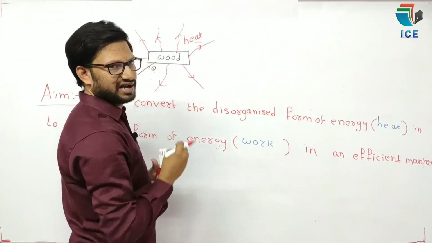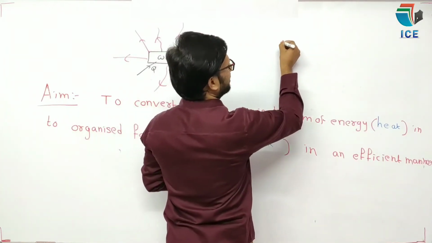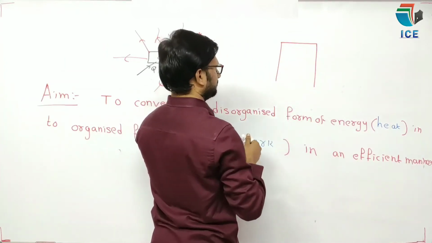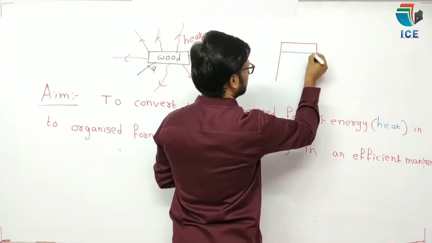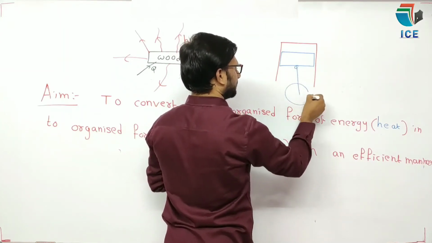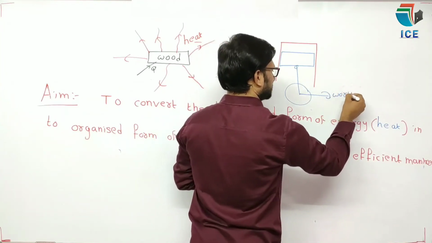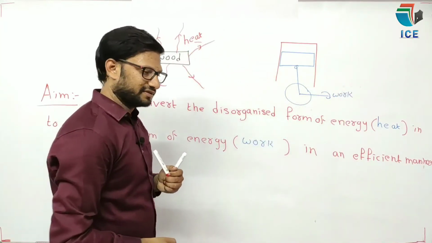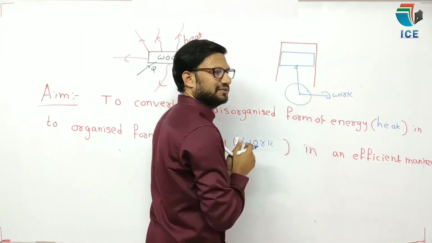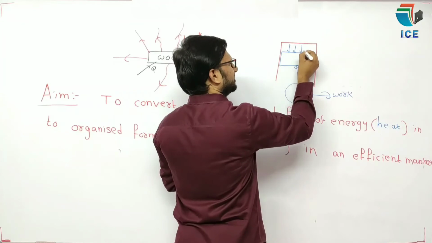How and why I called work an organized form of energy. For example, let us consider an IC engine. All of you know the IC engine parts. This is the cylinder, piston, connecting rod, crankshaft, and the output is mechanical work. Right. We know that after the combustion process, there will be a lot of heat generation.